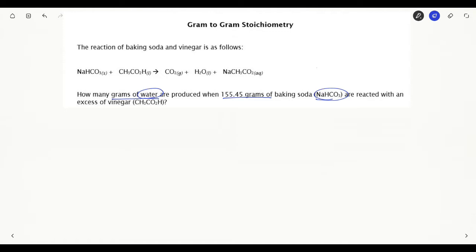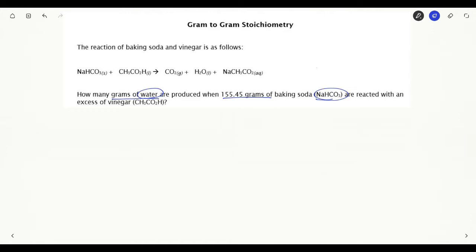Now I have been given a chemical equation, but let's make sure it is balanced. Let's see, sodiums, yes, hydrogens, yes, carbons look good, and 3, 4, 5, yes, oxygens look good as well. Okay, great. Love it when it's all one-to-one.